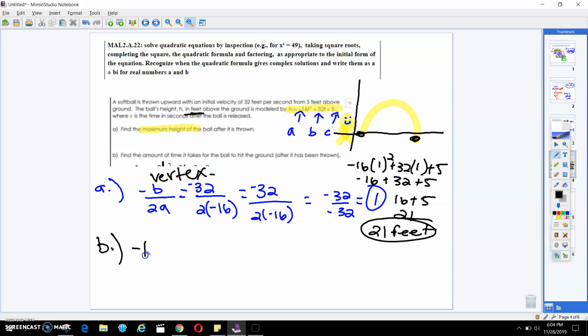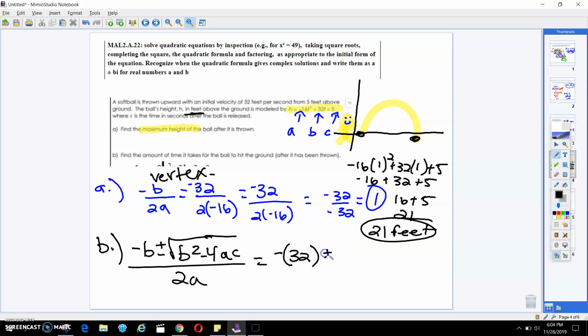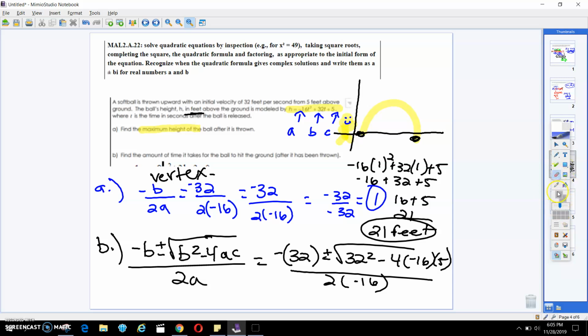Okay, so I'm going to use negative b plus or minus the square root of b squared minus 4ac all over 2a. You're going to have to use your calculator for this. I'm just going to let you know right now. So negative 32 plus or minus the square root of 32 squared minus 4 times negative 16 times 5 all over 2 times negative 16. All right, cool, awesome, great, hot mess. I'm going to erase this top part so that you can actually see what I'm doing.